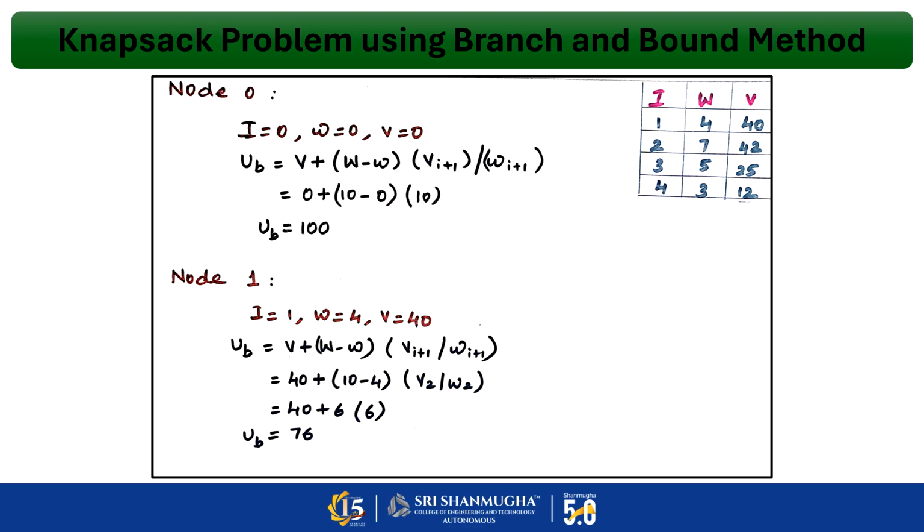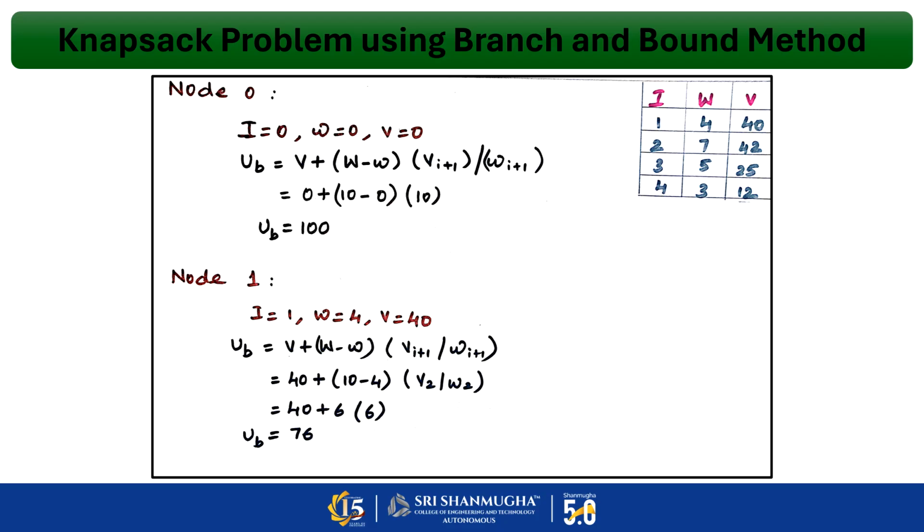So if you look at the table, what is the value in V1? That is 40. What is the value in W1? That is 4. So 40 divided by 4 is 10. Okay. So when you substitute everything, that is when you calculate, what will be the upper bound value for node 0? Now it is 100. Okay. So now you can calculate node 1 also the same way.